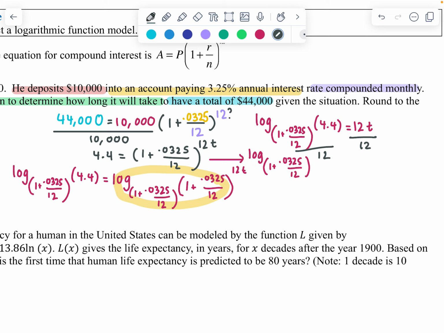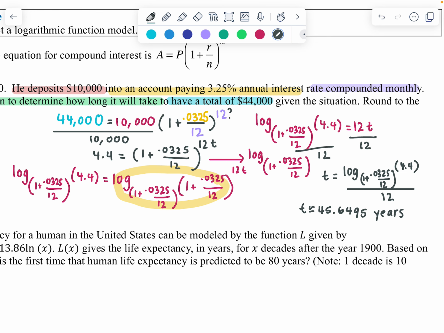Our last step now to get t by itself is to divide by 12. So we have t equals log base 1 plus 0.0325 over 12 of 4.4, all divided by 12. And when you type that in your calculator, you should get 45.6495. So it'll take a little less than 46 years for JJ to get $44,000.